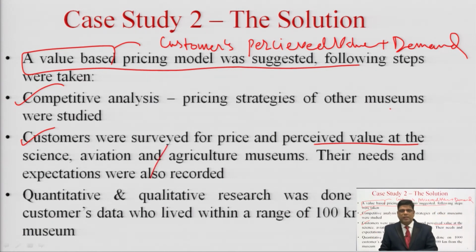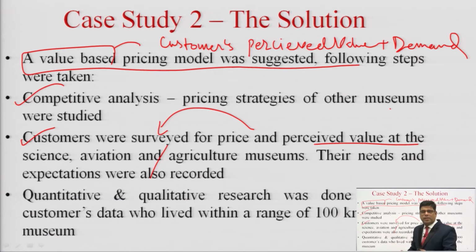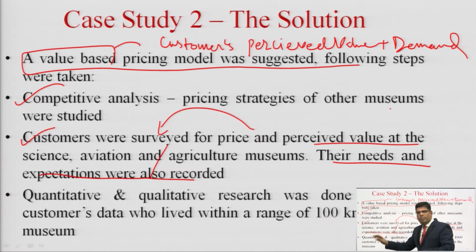Like I said, while using value based pricing, the customer sentiments, expectations, needs, etc. are recorded. Likewise, it is mentioned here that the customers were surveyed for price. Feedback was taken from the customers on what they want, what they perceive, what they think about this particular museum and the companion museums, and how much they expect the museum to charge them, and their needs and expectations were duly recorded.